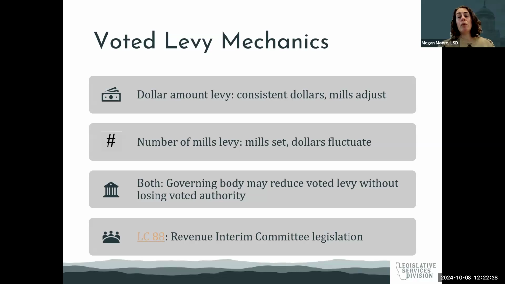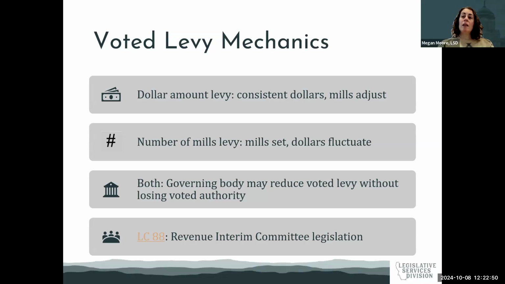However, for both of these, the governing body can choose not to levy the entire voted authority if they decide they don't need that much money. And if they do choose to reduce the levy for a year, they do not lose authority to increase back to the maximum that was voted by the voters.